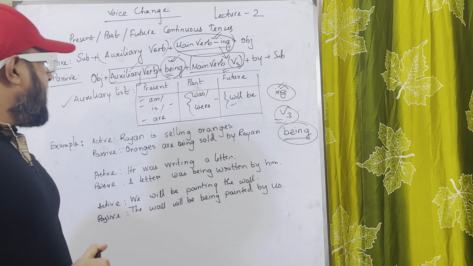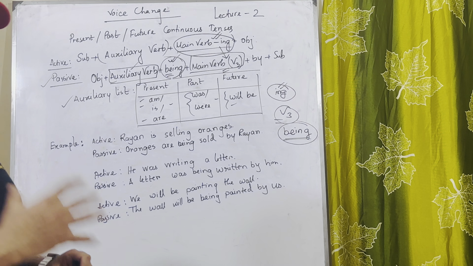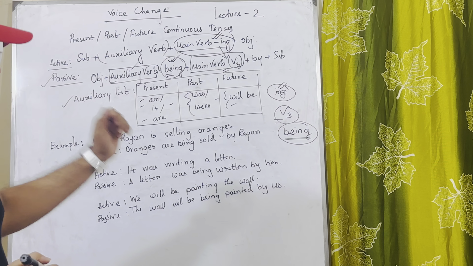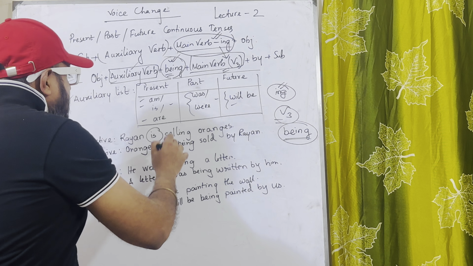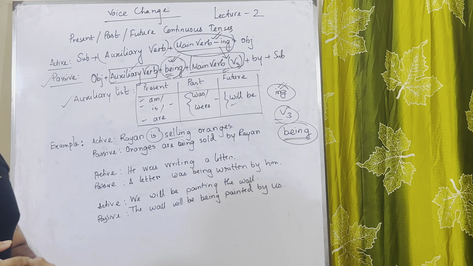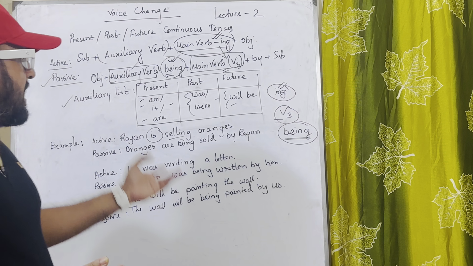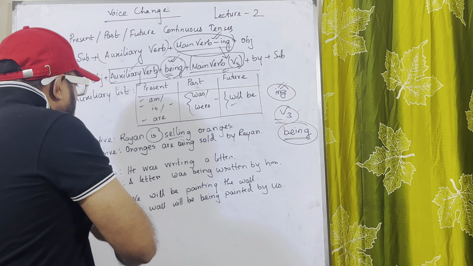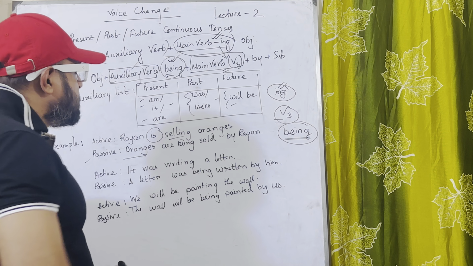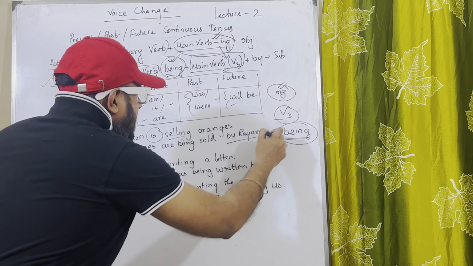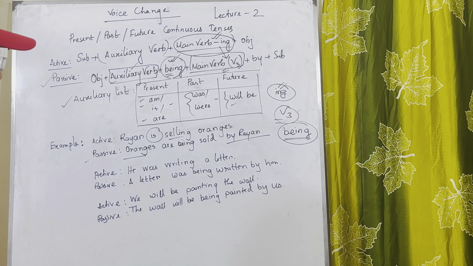Number 1, Ryan is selling oranges. So it is present continuous tense. This is the indicator of present tense, and ing form is the continuous tense. So is selling belongs to present continuous. Ryan is selling oranges. So what is the passive form? Oranges came to the subject position. Ryan, by Ryan, went to the object position.